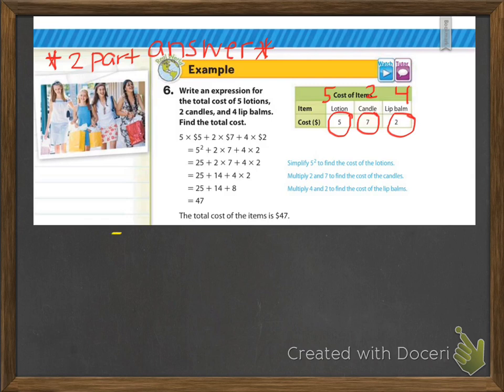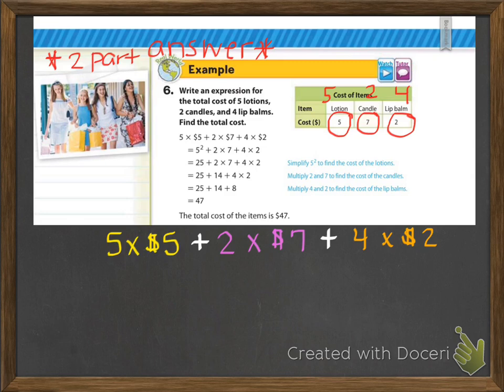So we have 5 lotions that cost $5 each. That's for the lotion. Then we need to add that to, we need 2 candles that cost $7 each. So I'm going to change to a different color, times $7 each. And then we're going to add that to 4 lip balms, let's do that in orange, 4 lip balms that cost $2 each, okay? So now when you look at this, this is not exactly what the expression will look like, because the expression won't have any of the symbols in it, like the dollar signs.